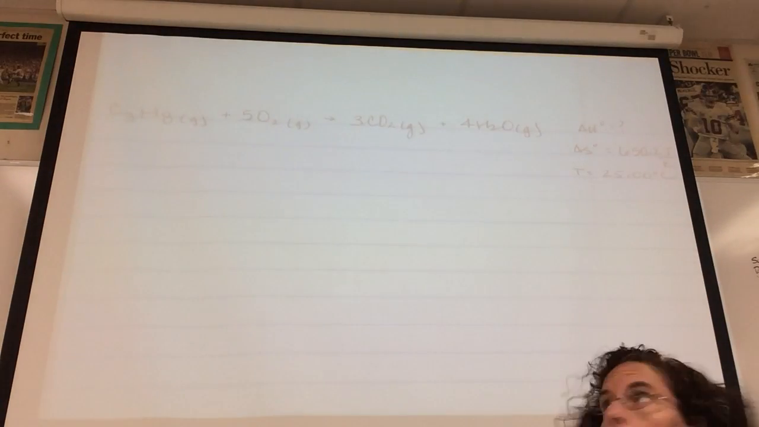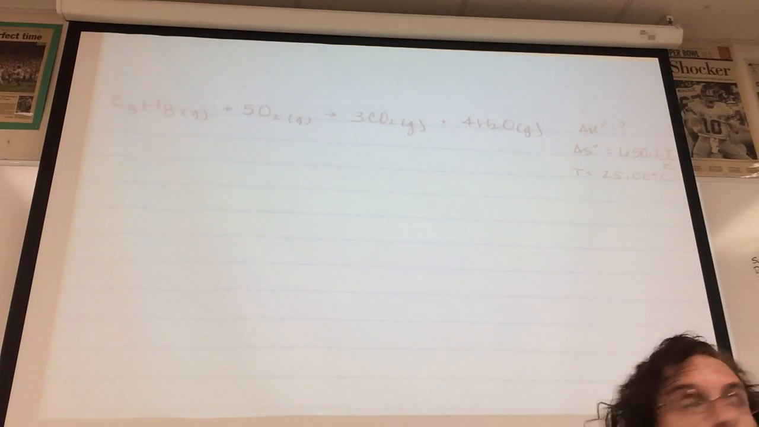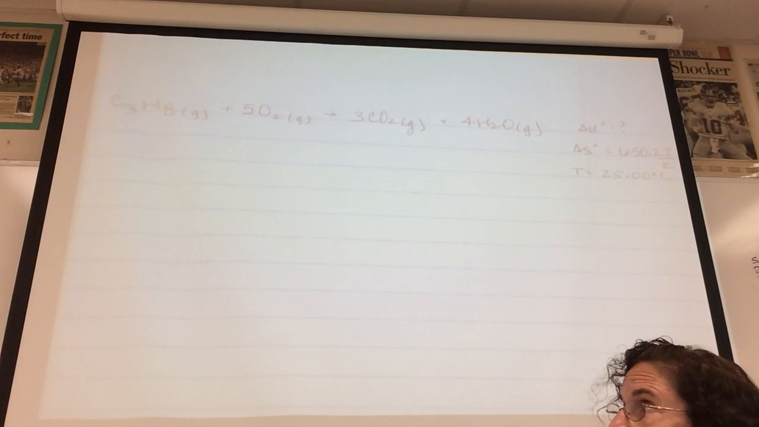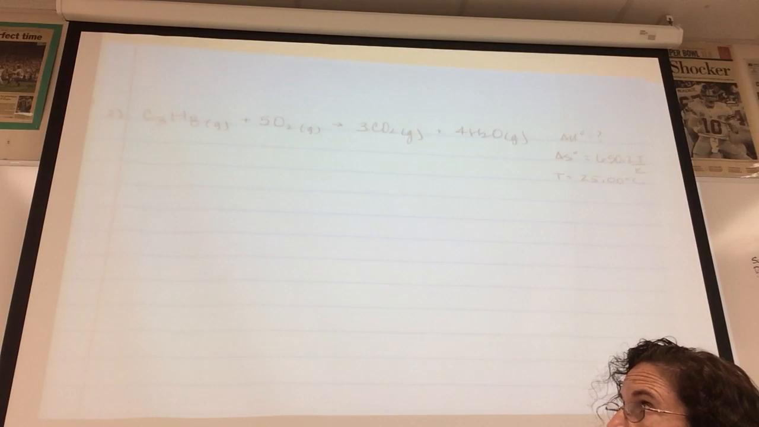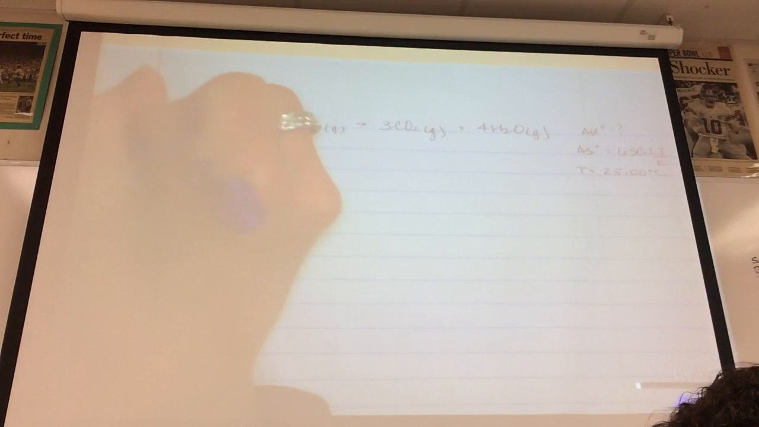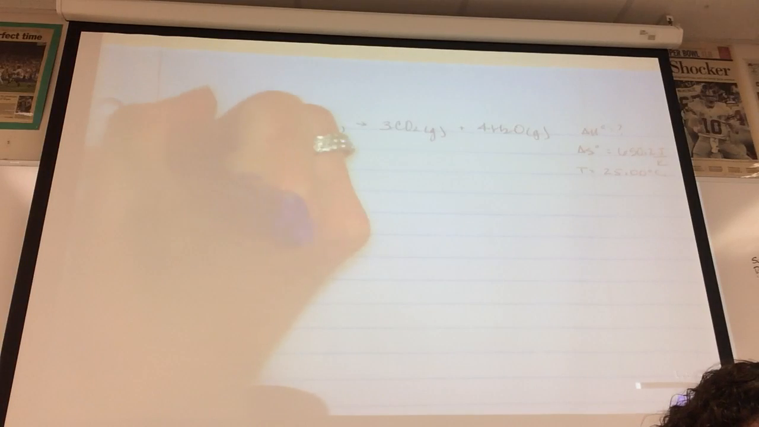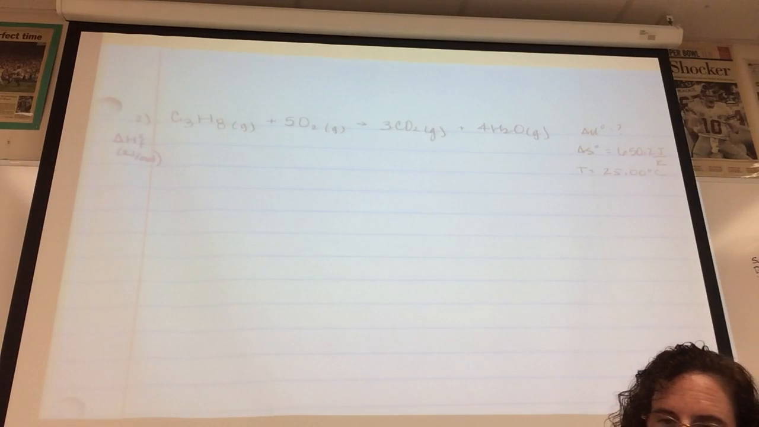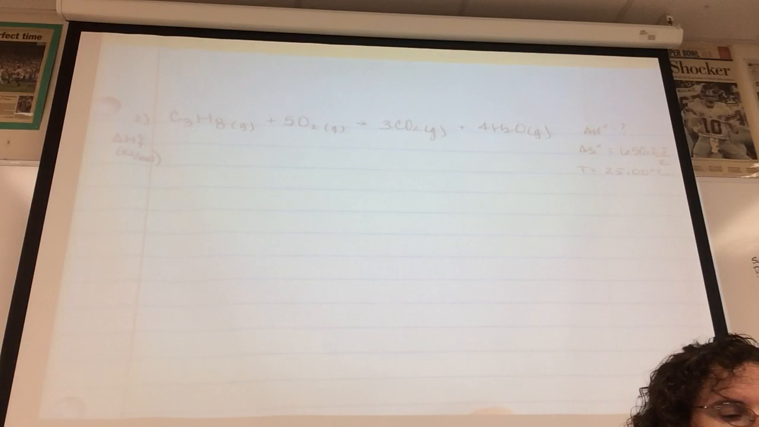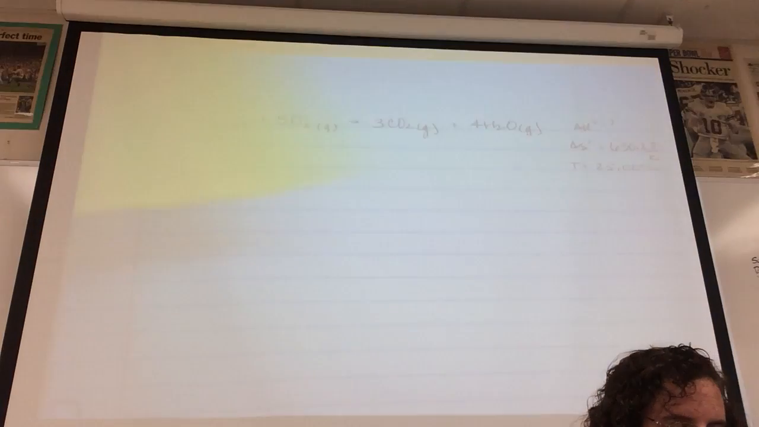So before we can determine delta G, we first have to determine delta H. So you will need the delta H's of formation, just like you did on your quiz. And I think these are all on the back of your periodic table.